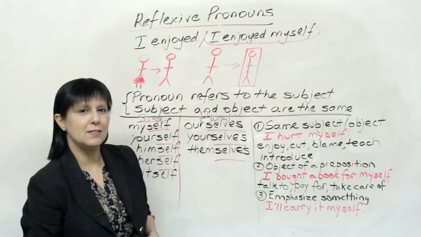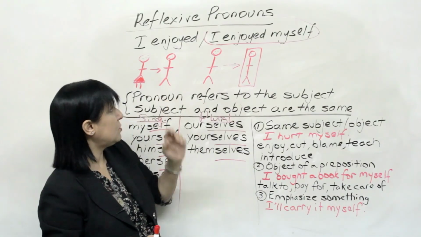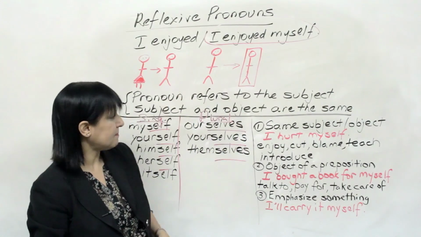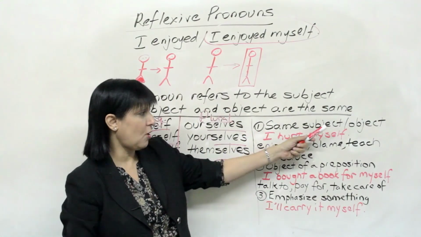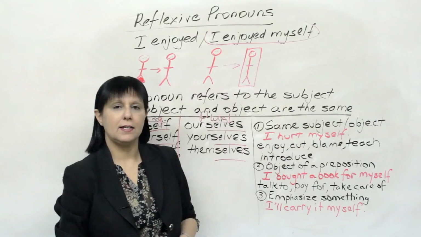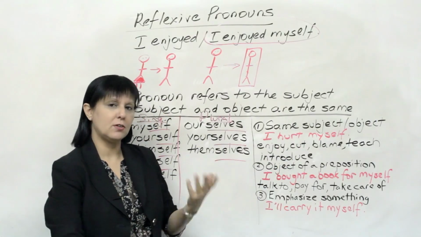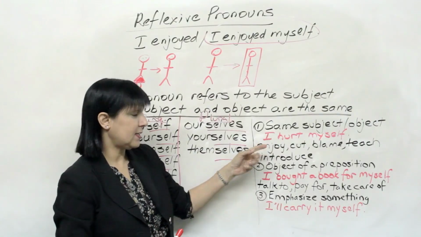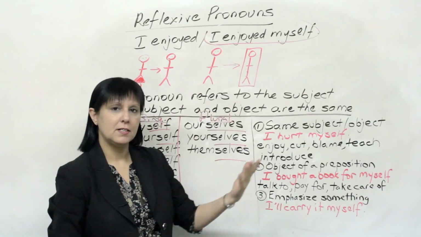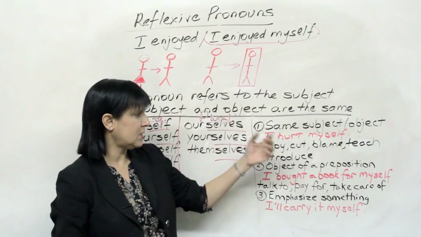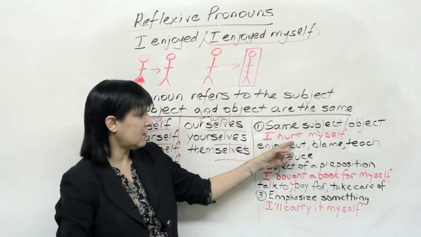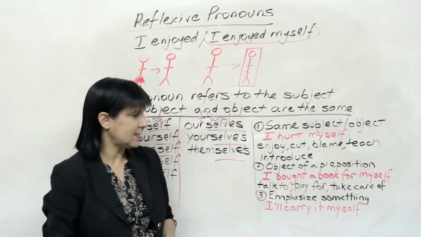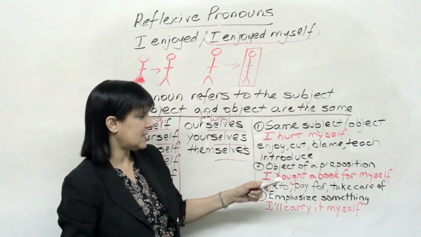So there are three situations usually when we use reflexive pronouns. I talked about the first one already. This is when we have the same subject and object. The subject and object are referring to the same person or thing. So the example of this is, I hurt myself, right? The action is being done to me. So I hurt myself. Other examples of verbs which are used like this: I enjoyed myself.